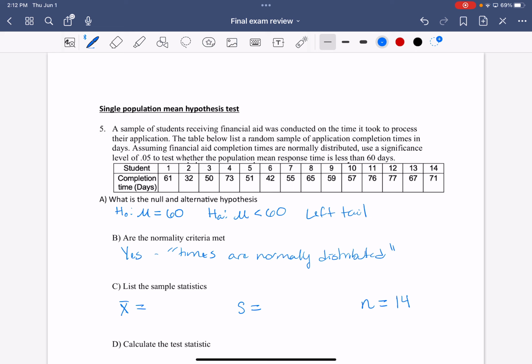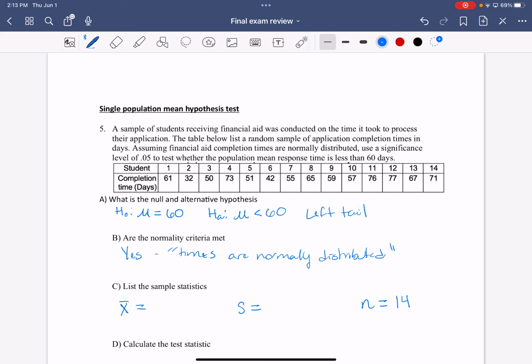And then how do we find x bar and s? Put it into your calculator. Yeah, so bust out your calculators. We go to Stat, Edit, clear out any old data that's in there, and then we enter all of our data into L1.